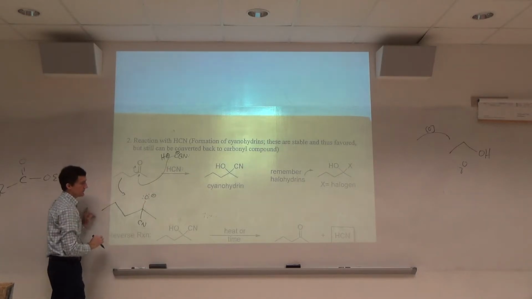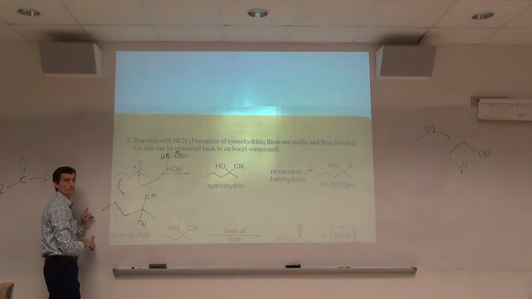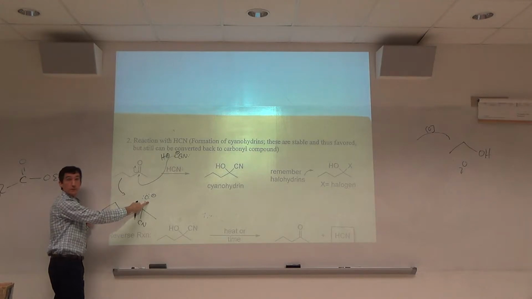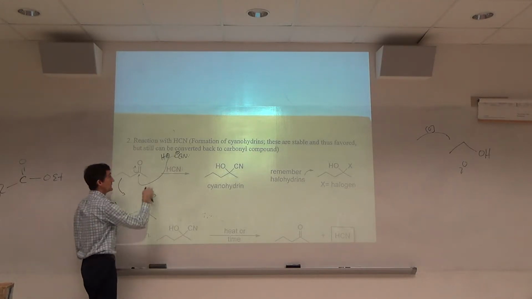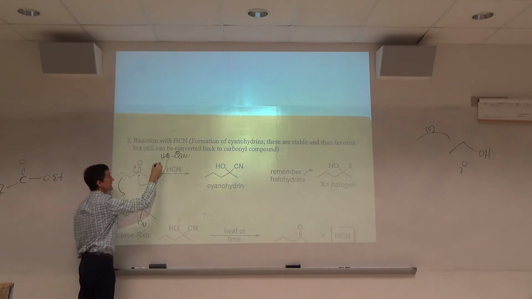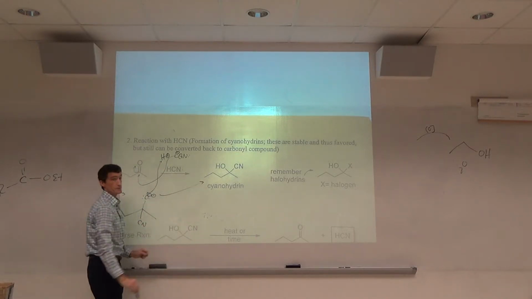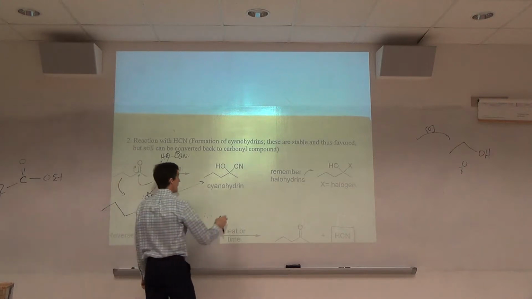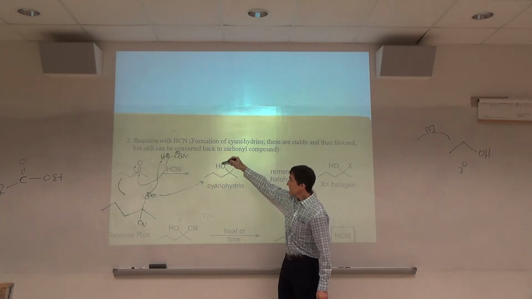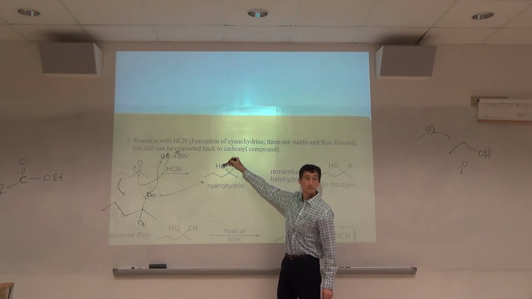How do we want to get the final product? This just needs to pick up an H plus. Where do you want to get that from? The other component right there, if we call that ionized, these electrons here, and boom, there's your cyanohydrin. Nucleophile added, electrons up, and the oxygen picked up an H.